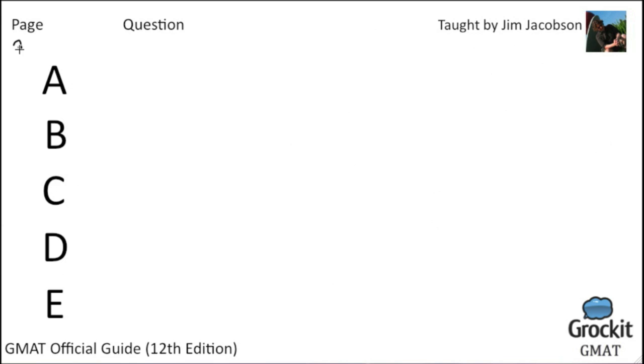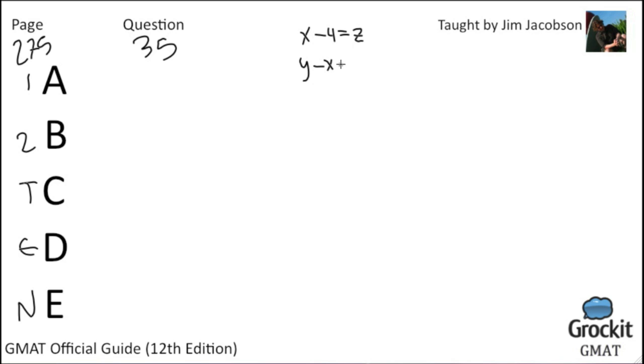Last one on page 275. For the system of equations given, what is the value of z? So we have a system of equations here. We have x minus 4 equals z. We have y minus x equals 8. And 8 minus z equals t. I'll just renumber these 1, 2, and 3.